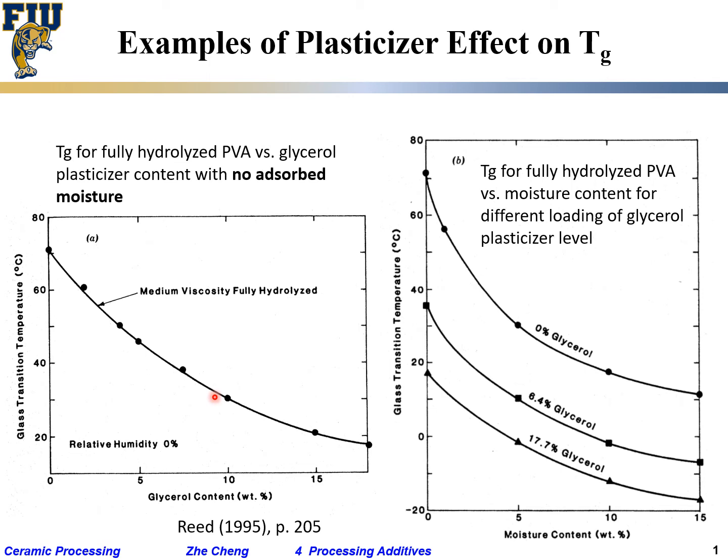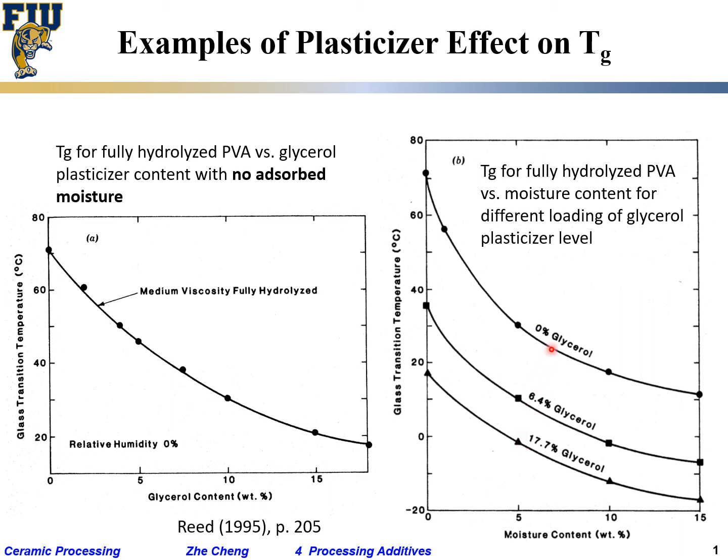Another example, still for what material? PVA. But then we are saying, okay, still we are plotting what? Glass transition temperature, but this time we are plotting against moisture content. You can control it by your so-called drying atmosphere, your atmosphere relative humidity, right? And then you can control by adding different what?